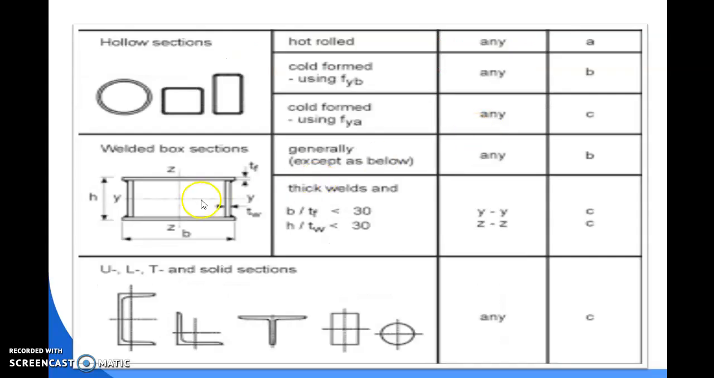So here you can see this part. You can see here, this is a channel section, this is an angle section, here it is a T section, here it is a rectangular section, circular section. So for this kind of section in compression zone or compression member, there are no conditions. Directly we can put the buckling class, which is C. So these sections undergo the buckling class C.